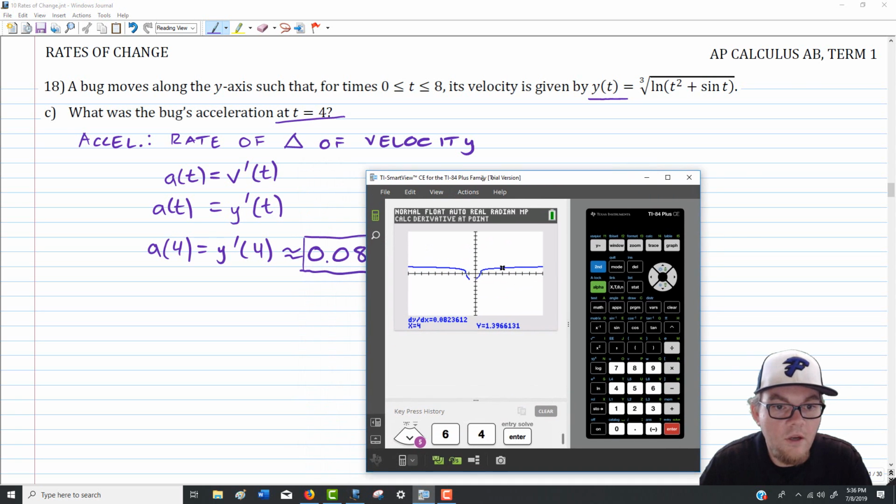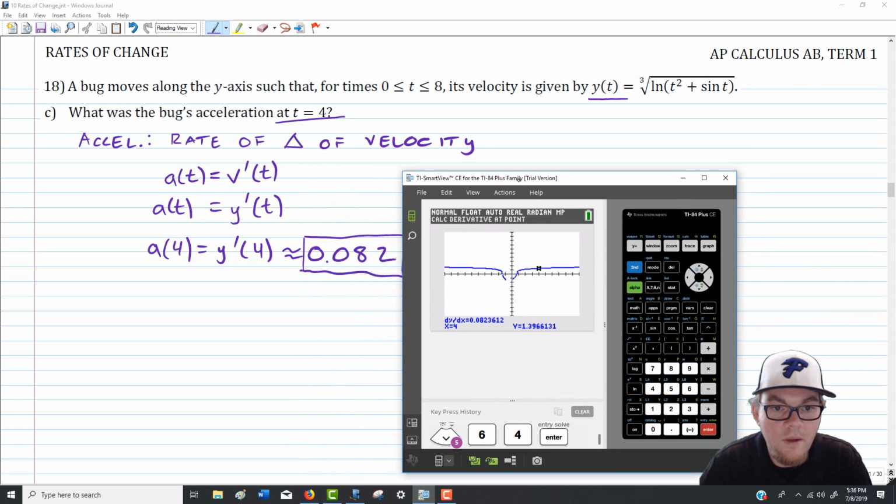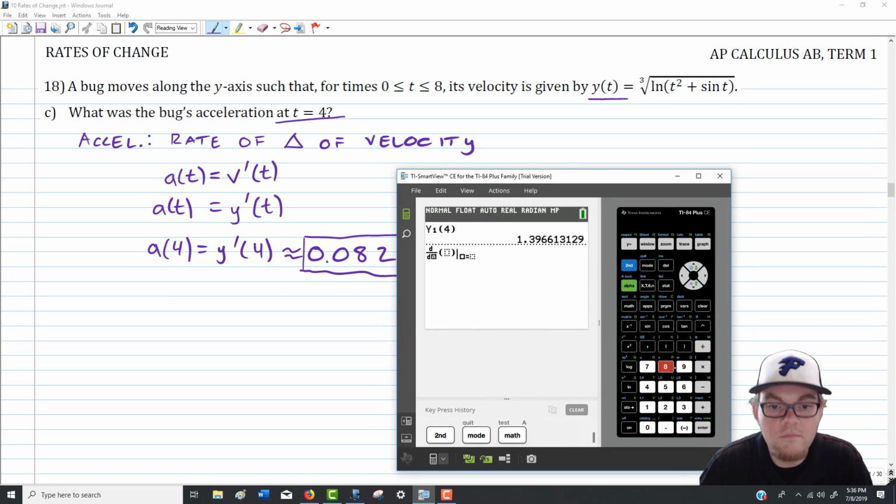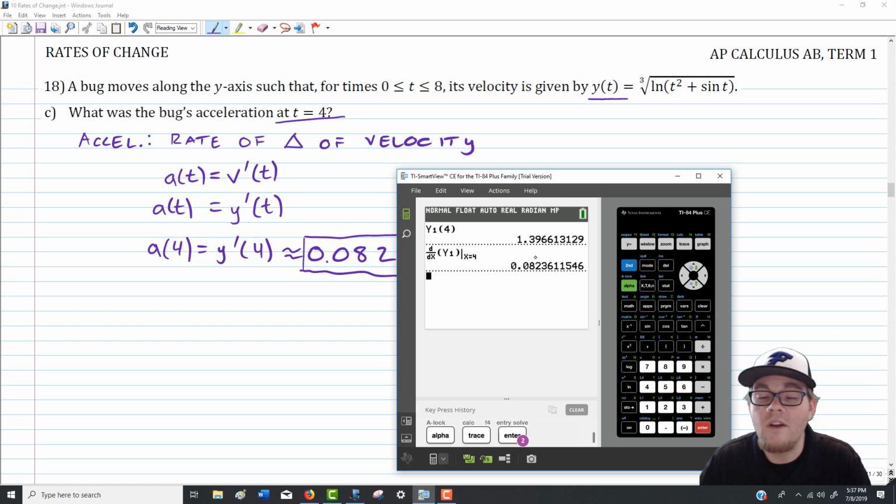Now with that in mind, of course, we could go even a little bit further if we had to. I think this is probably about as far as I can go. We could also, of course, use math 8. We could call everything in terms of x. We could go at x equals 4. And we could, of course, use alpha calc, or alpha trace, and plug in y1 and get that same value we had just gotten. And that gets us our answer to C.